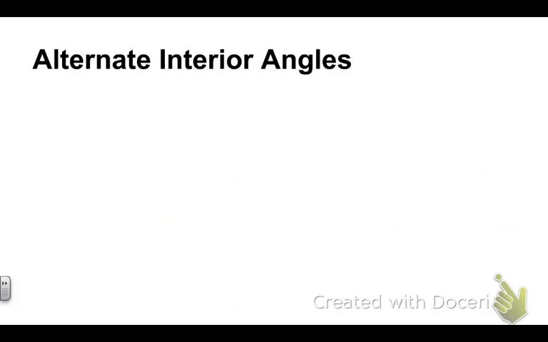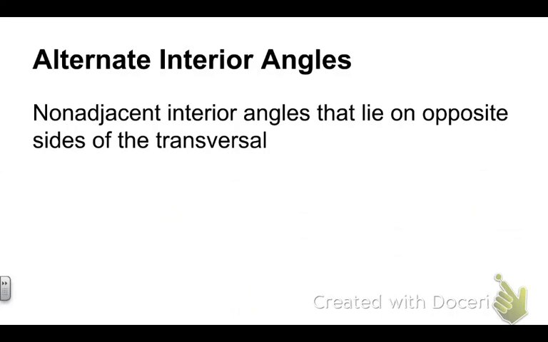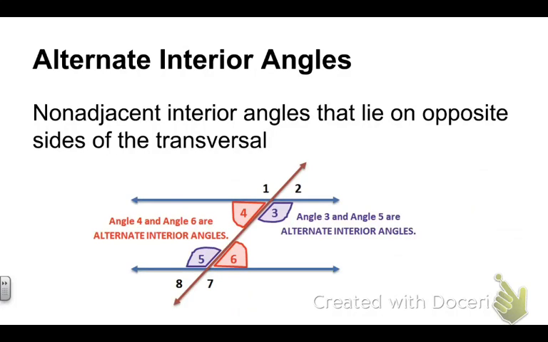Now, alternate interior angles. Think about that word interior. What does interior mean? Interior means inside. So they are non-adjacent, so they're not next to each other. Interior angles, inside angles, that lie on opposite sides of the transversal. They alternate sides. But the visual is the best here.